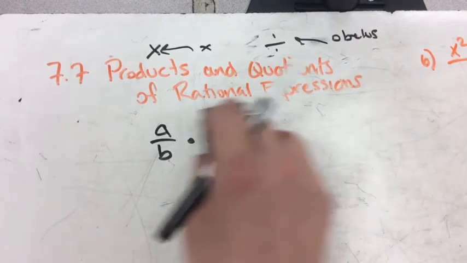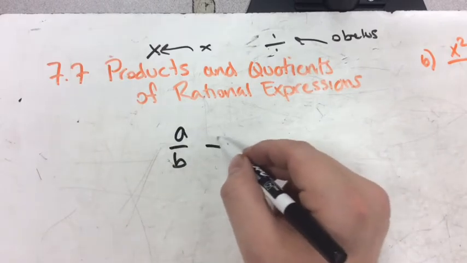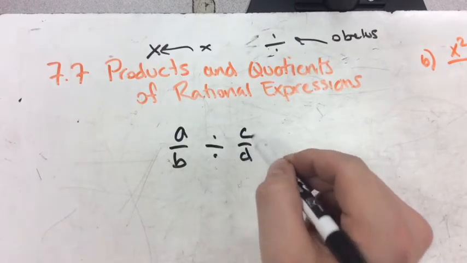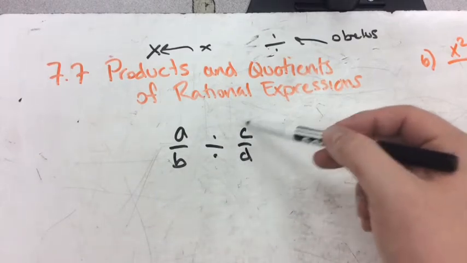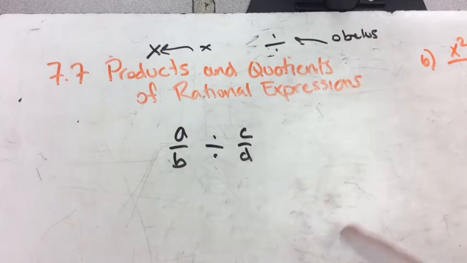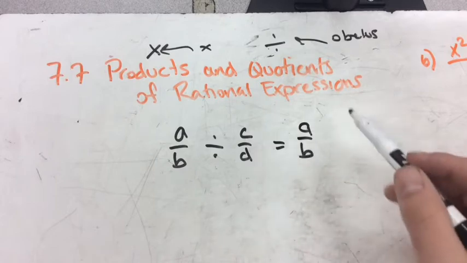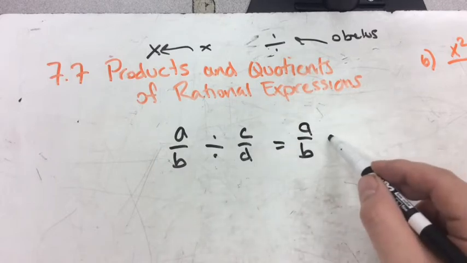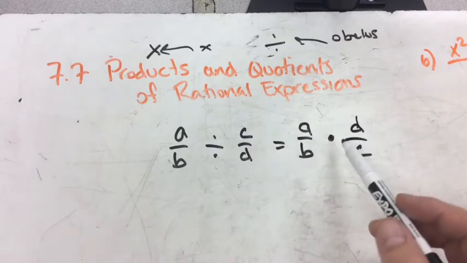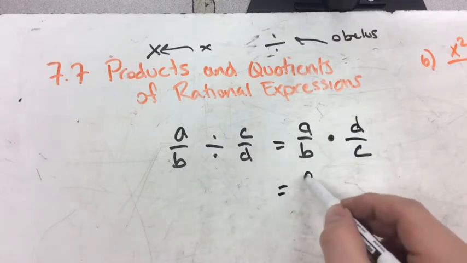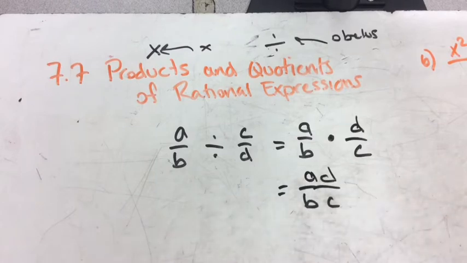When we talk about quotients, we're talking about divisions, and there's a special rule we have for divisions. When we're presented like this, what we do is we take this last fraction and we flip it. So this becomes a over b, and we change the division to multiplication times d over c. And this makes us able to just do our rule from before, so this will end up equaling a over b times d over c, just like that.